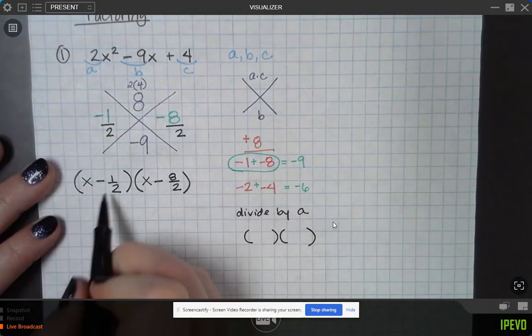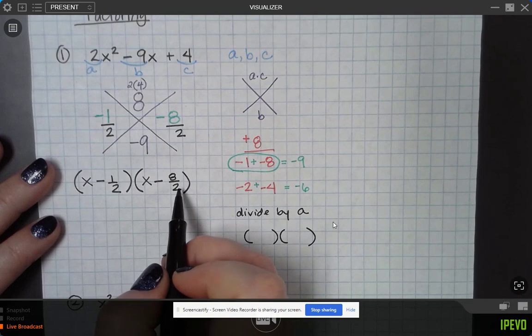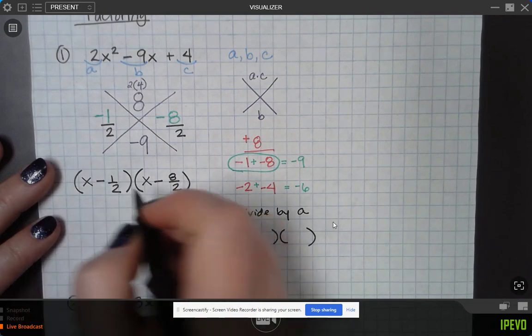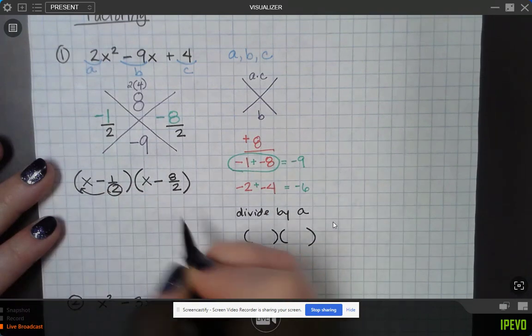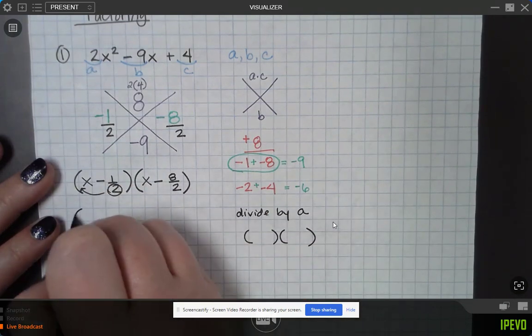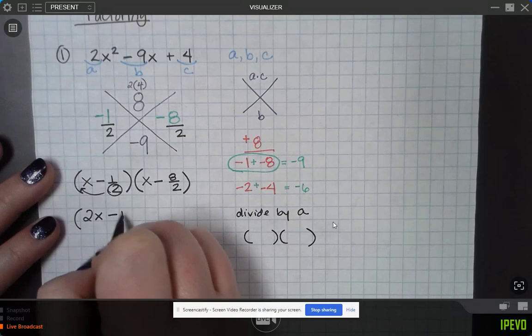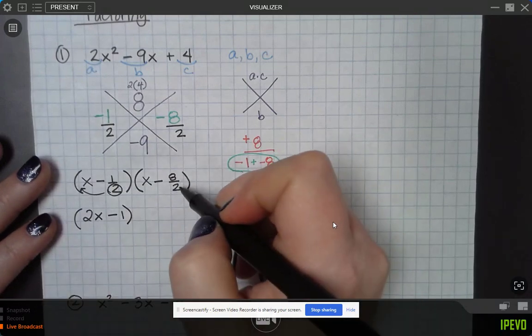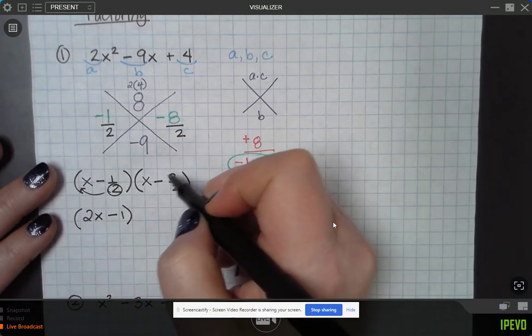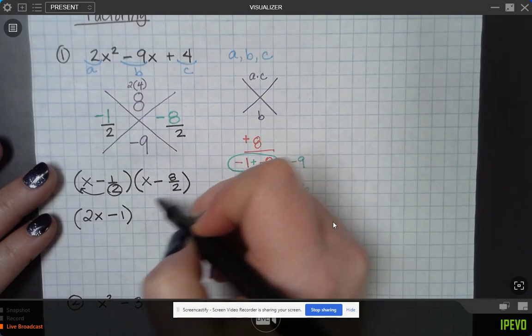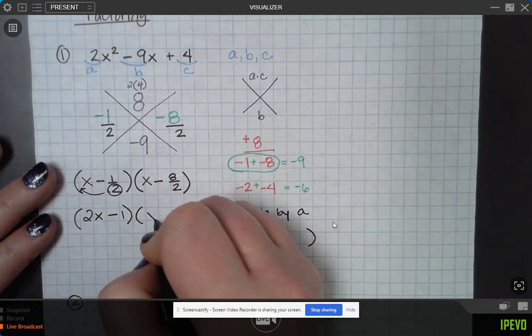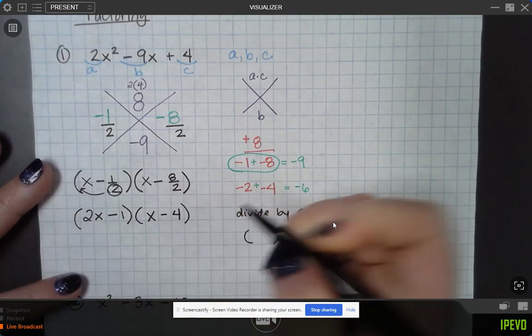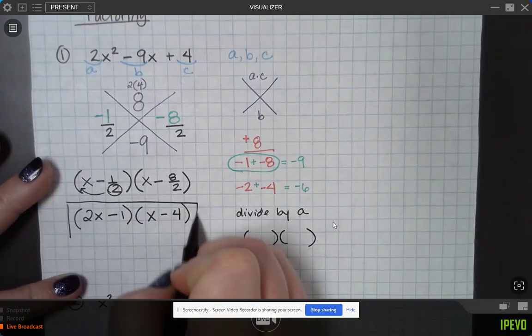Now we're going to clean this up and simplify. In this case, 2 is going to come up to the x. We want to get rid of that fraction. So here we're going to go 2x minus 1. Over here, 8 divided by 2 actually reduces. I don't need to take the 2 and flip it over. 8 divided by 2 is just 4. So this gives me x minus 4. These are my two factors, and I'm going to box it up.